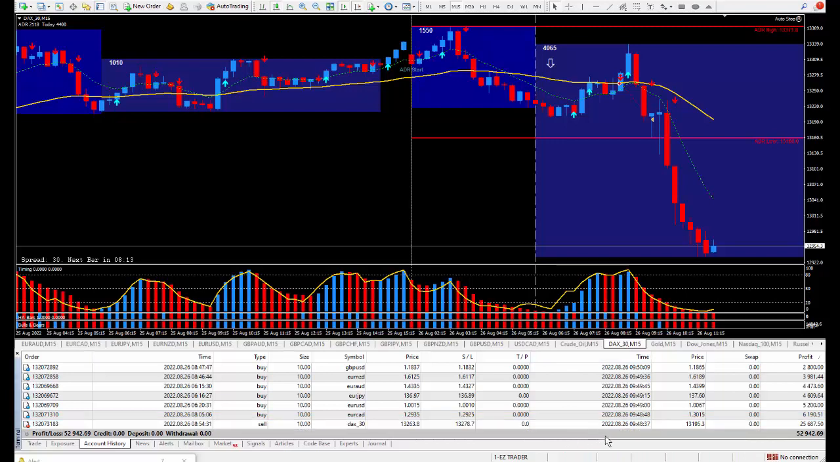Great way to end the week. I added up all the pips and the ticks. Obviously, there's a lot more ticks, courtesy of the DAX 30 here. Grand total for today was 1,033, and that paid out $52,942.